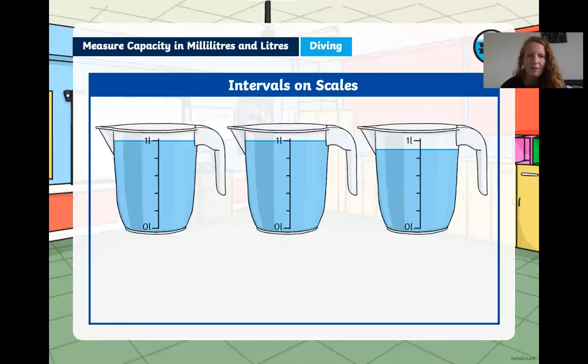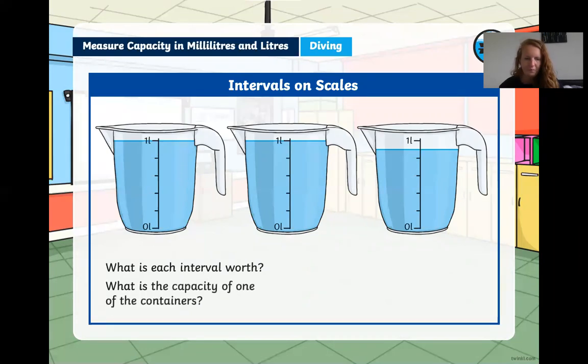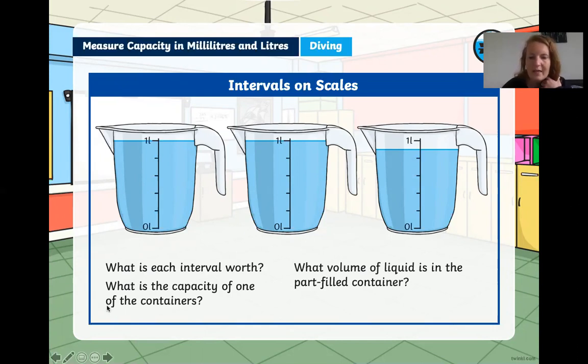All right, so let's look at this again. What is each interval worth here? What is the capacity of one of the containers? And what volume of liquid is in the part-filled container? And last but not least, what is the total volume of the liquid? So let's have a look here.